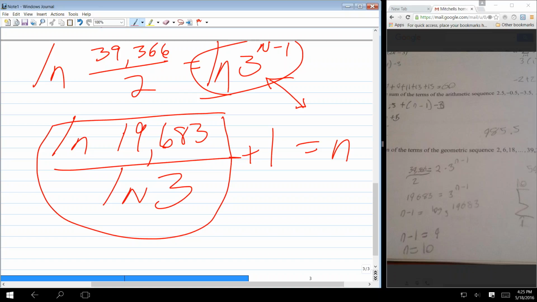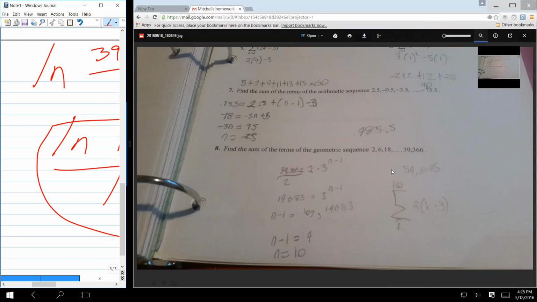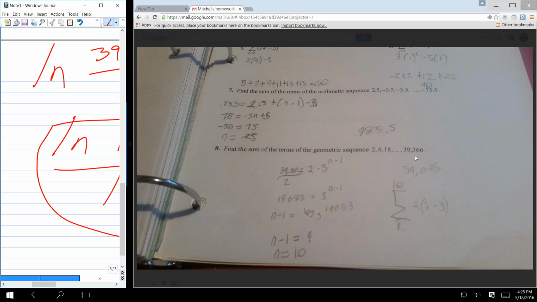Yeah. And that makes sense. Actually, it is a little surprising that in a mere 10 terms, you can go from 2 all the way up to 39,366 just by multiplying each term by 3. It's kind of amazing that it grows that fast.